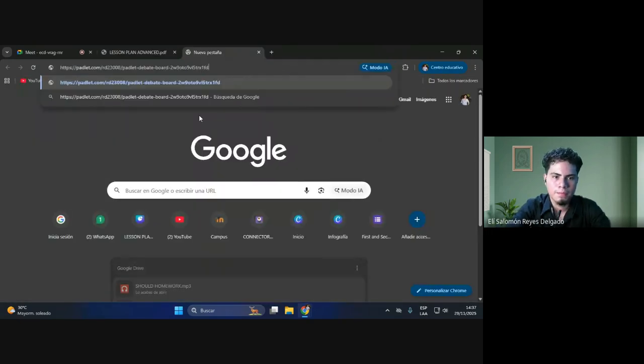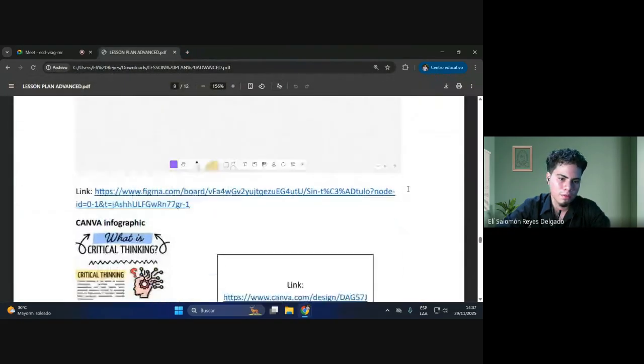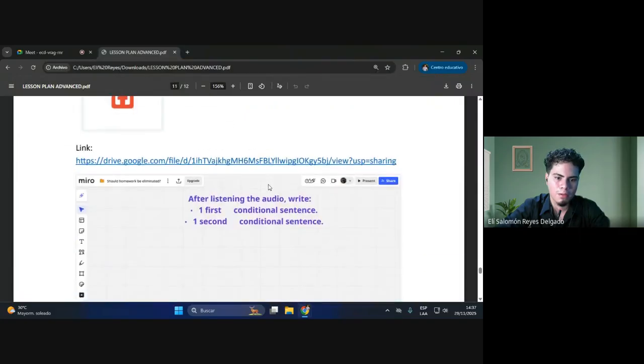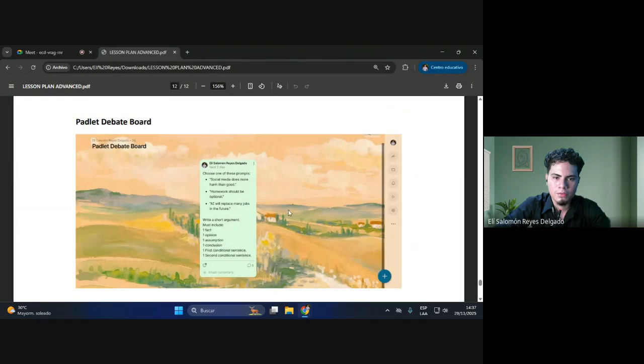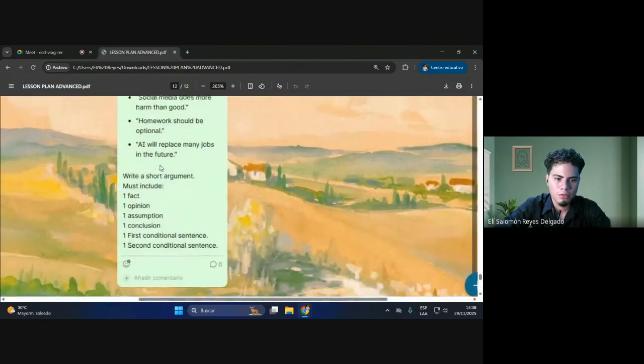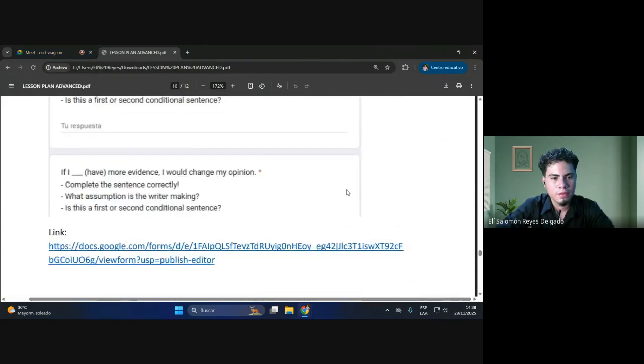Let me show you the Padlet. Here we have the Padlet platform with the question, and this platform is free. Let me show you the screenshot. I don't know why this platform is not working right now, but the platform works. Here we have the screenshot of the Padlet debate board, and here we have the instructions for our students, and they can add their work in the platform. So give me a moment.